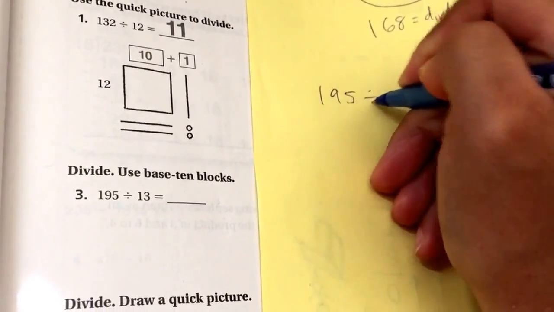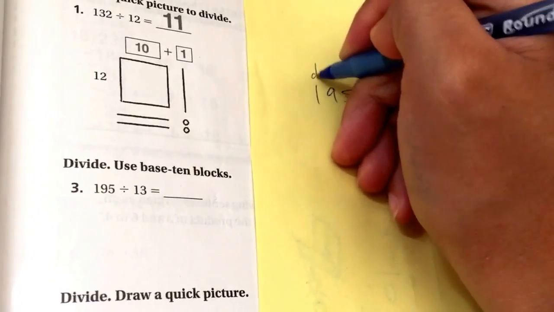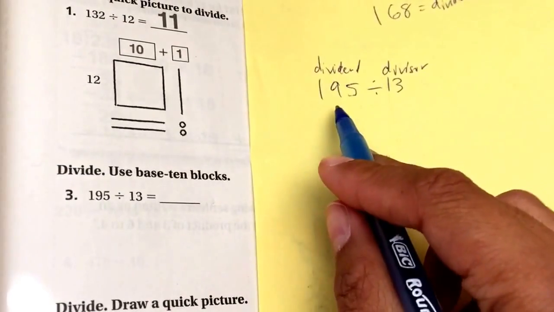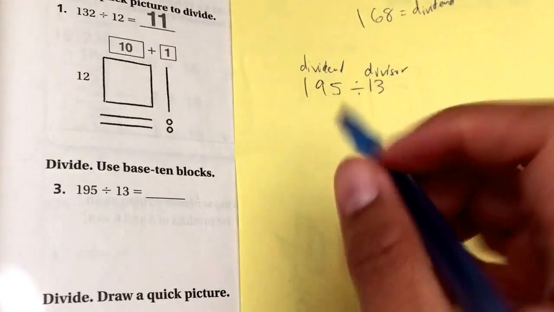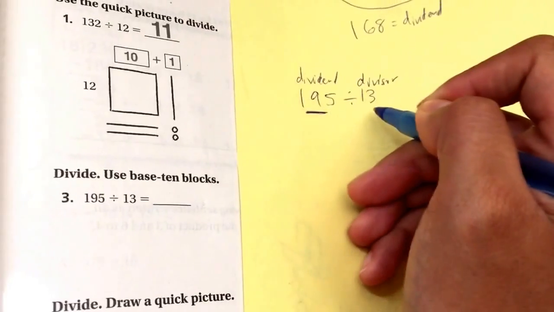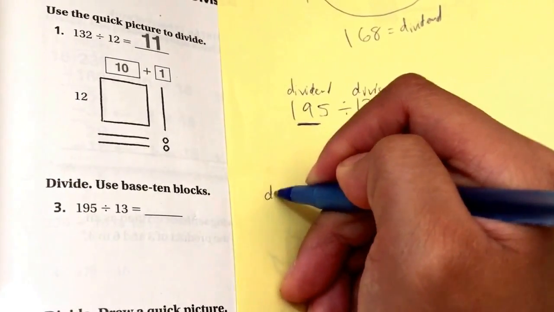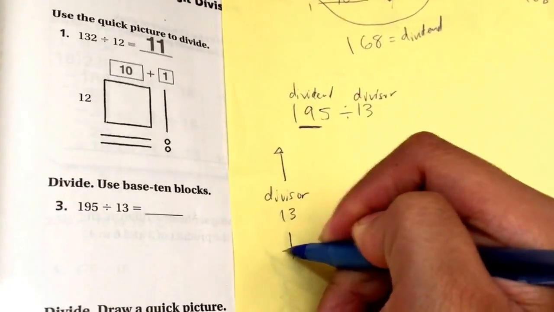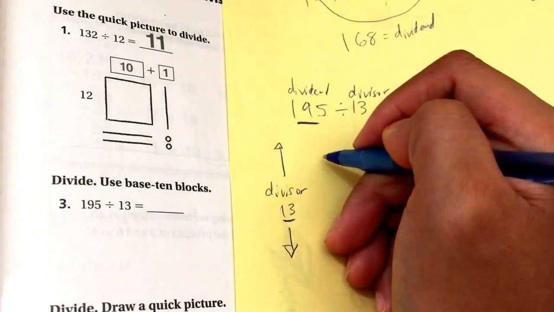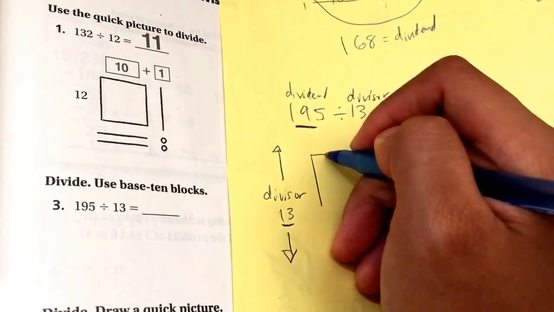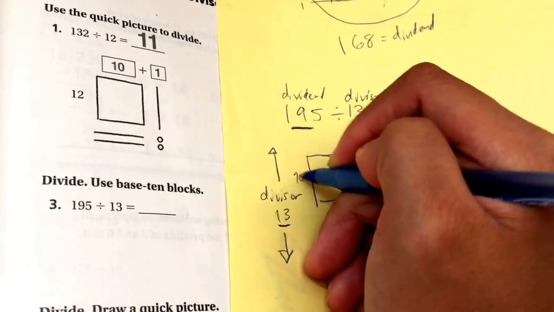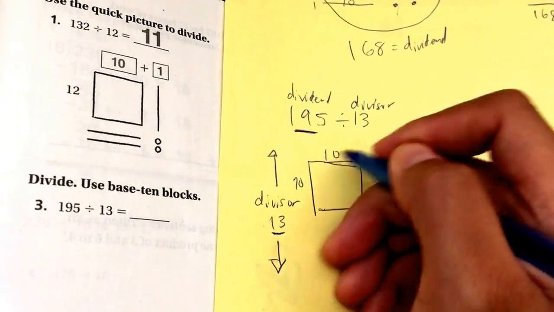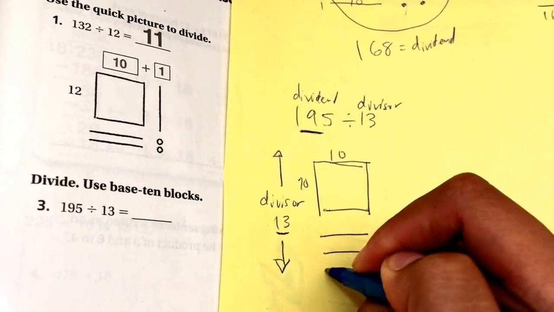195 divided by 13. This right here is your dividend. This right here is your divisor. 195 divided by 13. We want everything to equal 195. And up and down is going to be our divisor, 13. We're going to start with a flat, which is a 10 by 10, and then we want 13. That's 10, 11, 12, 13.